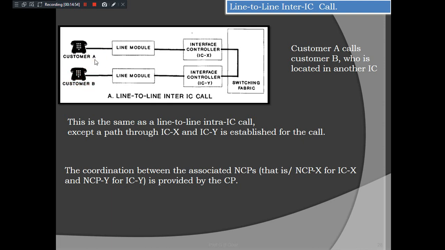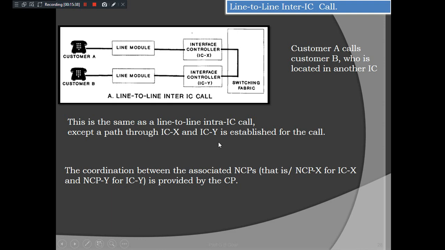Here customer A is connected to a separate interface controller, that is ICX, through a separate line module. Customer B is also connected through a separate line module and a separate interface controller, that is ICY. But both are sharing the same switching fabric. That's why it is known as inter IC, because the two are on different interface controllers. The coordination between NCPs is provided by the CP, that is NCPX and ICX, NCPY and ICY. This is the same as the line to line intra IC call, except the path through ICX and ICY is established for the call.